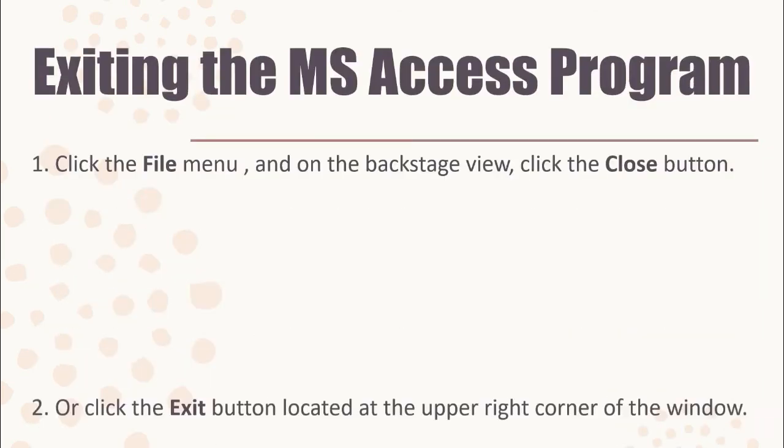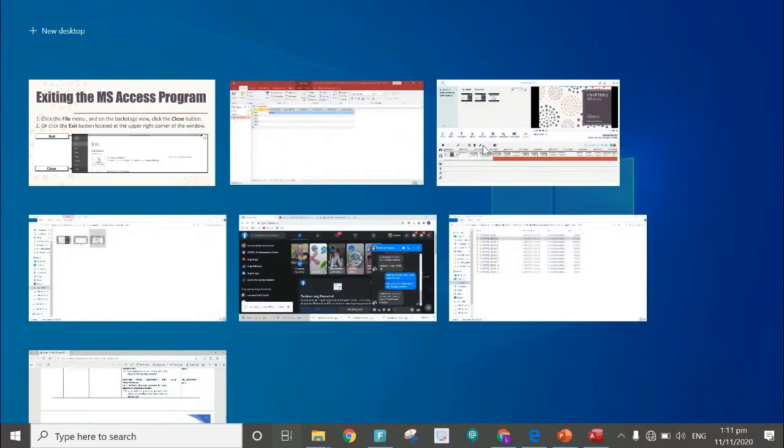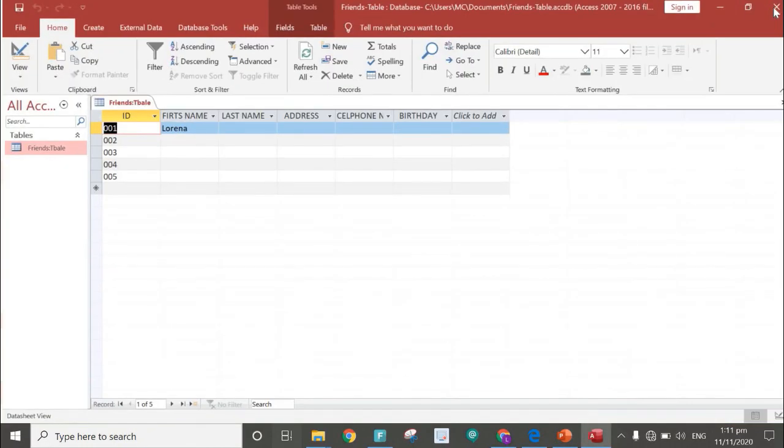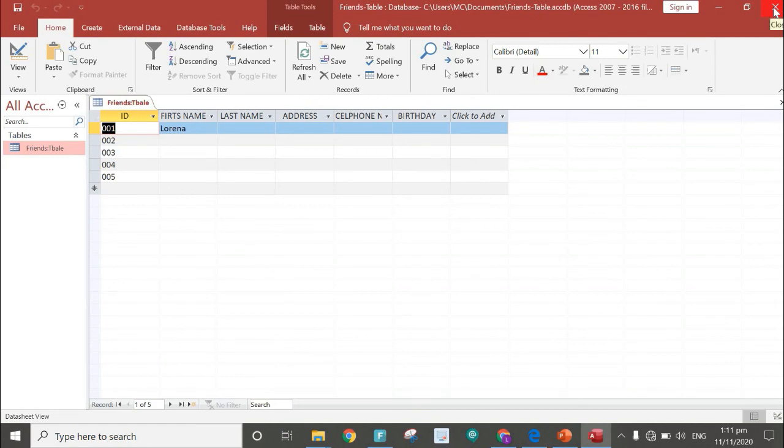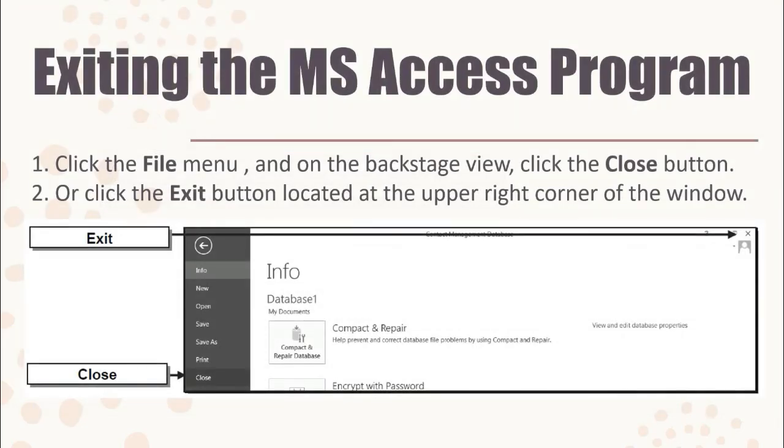Okay, exiting the Microsoft Access program. Of course, in exiting the Microsoft Access program, just click the close button from the window control buttons. And then, of course, your open data or open file will automatically close.